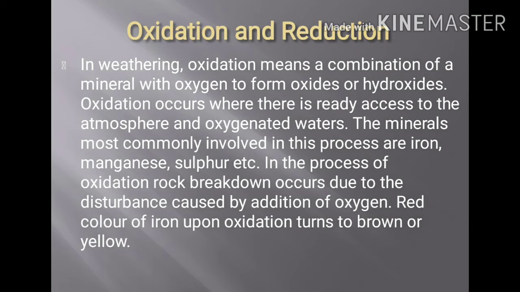We have often seen the rusting of iron, that is, the red color of iron upon oxidation turns into brown or yellow, because iron, when it combines with oxygen, forms iron oxide, which is called ferrous oxide or ferric oxide, commonly called rust, and it occurs because of the reaction of oxygen and iron. So basically, oxidation also leads to the breaking down of rocks which is caused by the addition of oxygen.